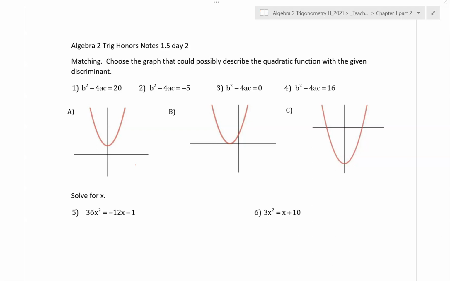Hi Trigoner, this is the second day of Notes 1.5 and we're going to start with a little warm-up. Let's see if you remembered what we learned about the discriminant in the first part of Notes 1.5.